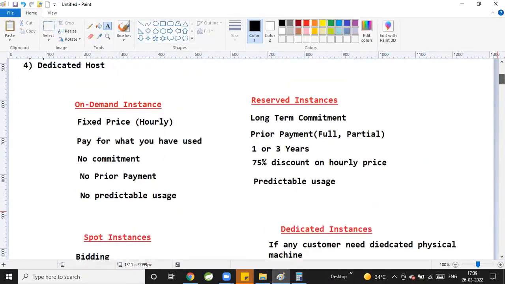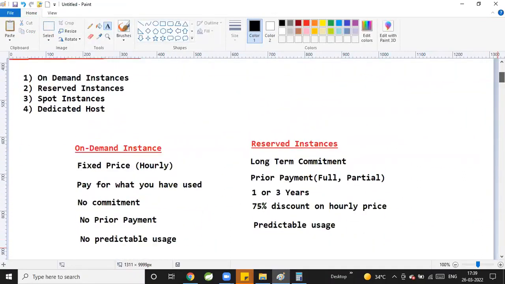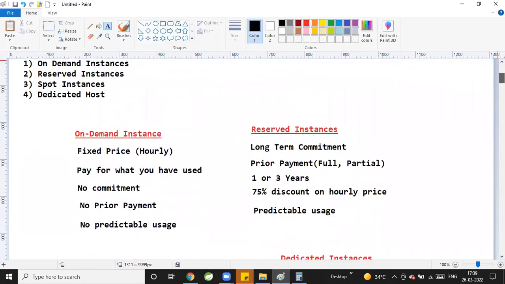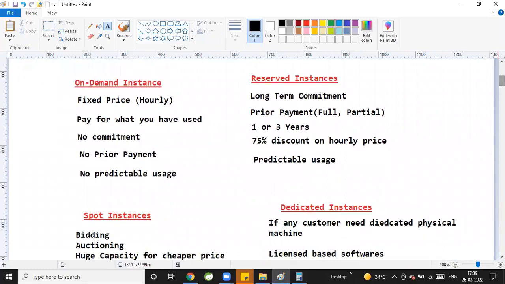So these are the 4 types of instance types that AWS is supporting. What are those 4 types, guys? First one is on-demand instances. Second one is reserved instances. Third one is spot instances. Fourth one is dedicated host. On-demand instances means fixed price. Hourly based price they are going to provide. Pay for what you have used. There is no commitment between you and AWS when you are using on-demand instances. You need not pay any amount in prior.